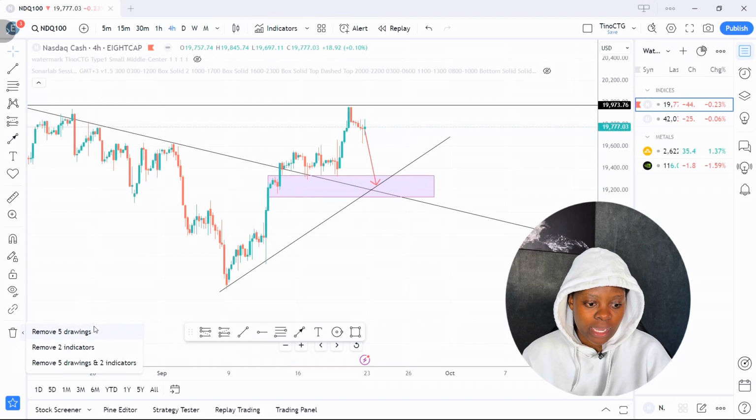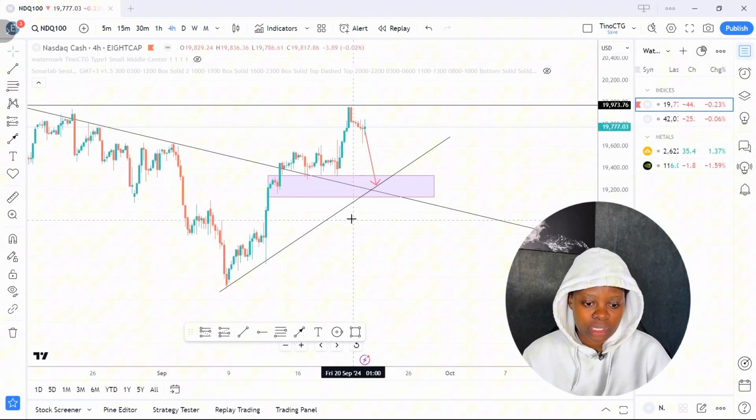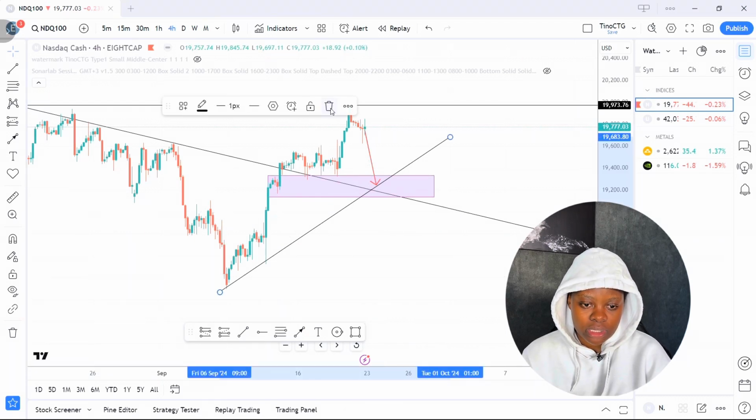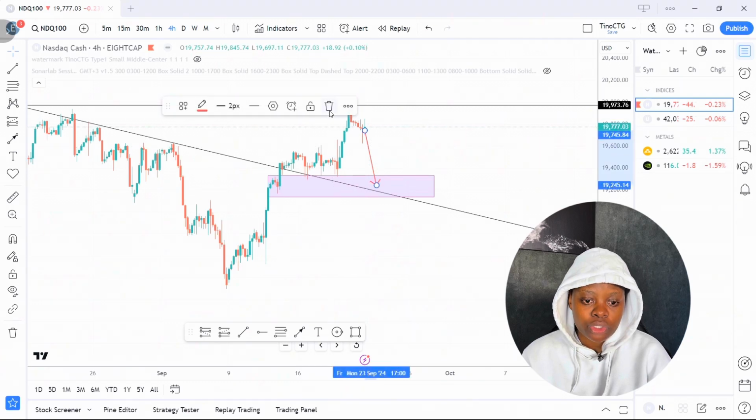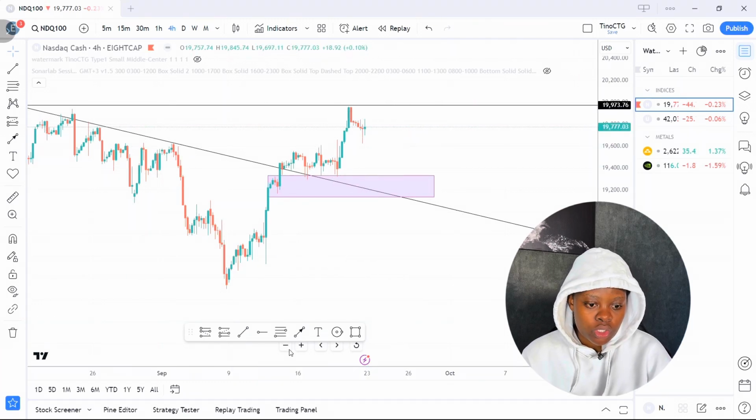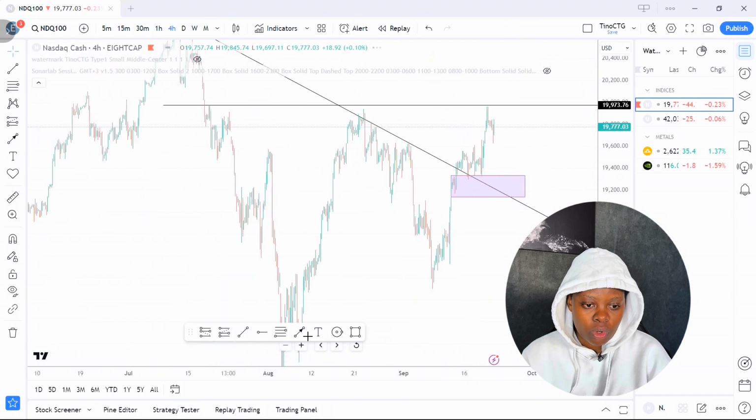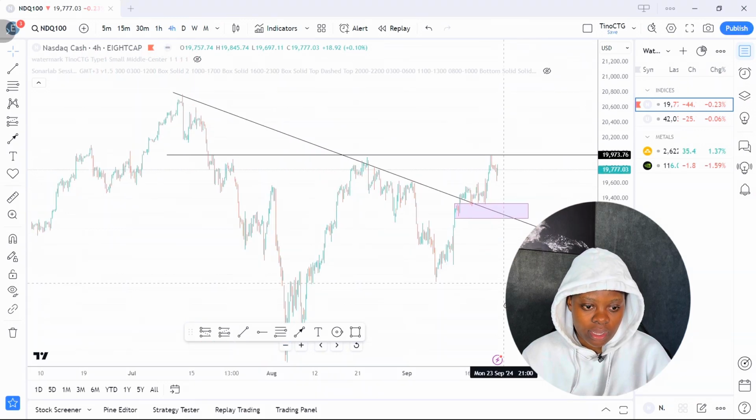So that's about it for Nasdaq. It doesn't look too complicated. No, let me not delete everything, right? Let me just delete these things because I want to use the line at the top right over there. So let's see what it actually looks like on the 4-hour time frame. Okay, so this is what we're having on the 4-hour time frame.